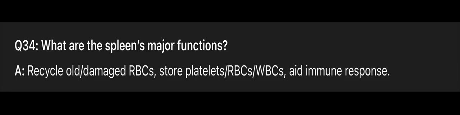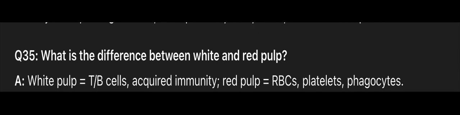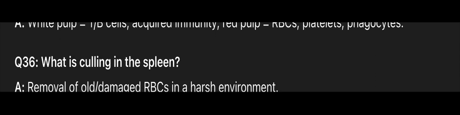What are the spleen's major functions? I'm looking for 3 answers here. They recycle old or damaged red blood cells, store platelets, red blood cells, white blood cells, and they aid in the immune response. What is the difference between white and red pulp? White pulp includes T and B cells, acquired immunity. Red pulp has the red blood cells, platelets, and phagocytes.